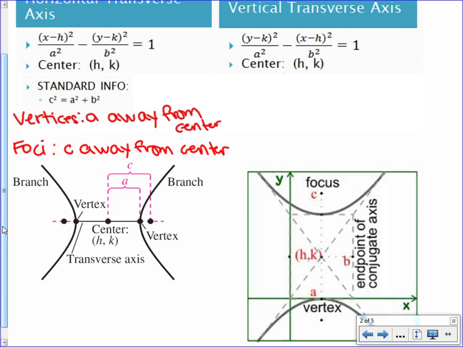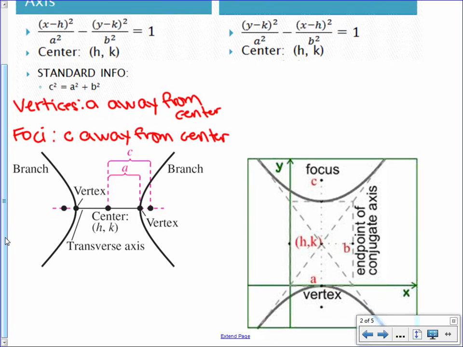What you notice about this picture here, and we'll do this when we get to an example, is that we plot our vertices A away, and then you'll notice how they have these 2 points highlighted here, and they've labeled them as B away. What they've done to get the asymptotes is they make a box, a rectangle, out of the A and B points, and through the diagonals of that rectangle, they draw asymptotes. So that is how we're going to draw our asymptotes.